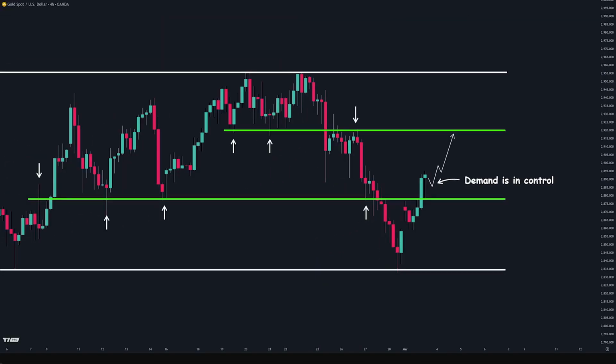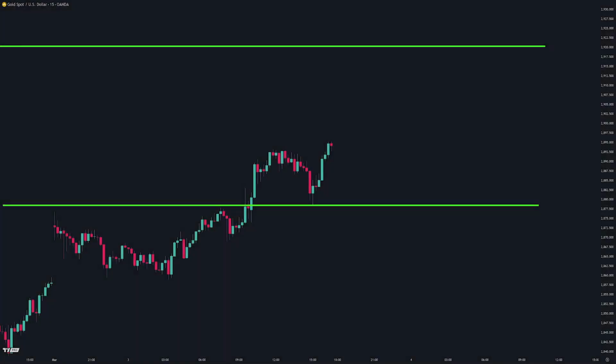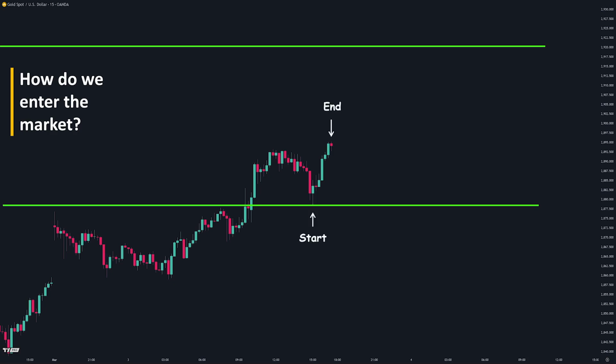Now let's zoom into the 15-minute chart, which will serve as our entry time frame for this gold trading strategy. On the 15-minute chart, we can see a clear uptrend. The price has recently broken above the 4-hour key level, and we expect it to push higher toward the next level. Now, how do we enter the market? We use the 78.6% retracement level to find an entry. First, we identify the start and end of the recent impulsive move and apply the retracement tool.